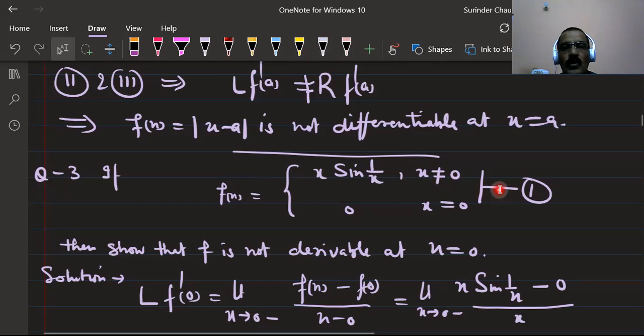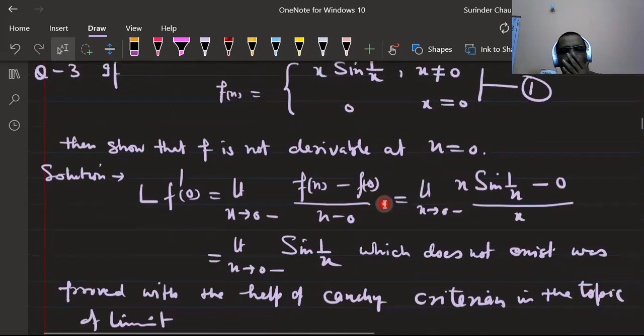If x is not equal to 0, and this is equal to 0 if x is equal to 0, then show that f is not derivable or differentiable at x equal to 0. Again, we have discussed the left limit and right limit. Because the function is the same from left to right, we'll find the left limit and right limit.